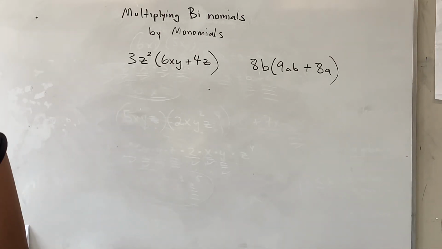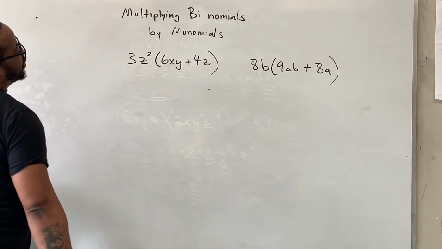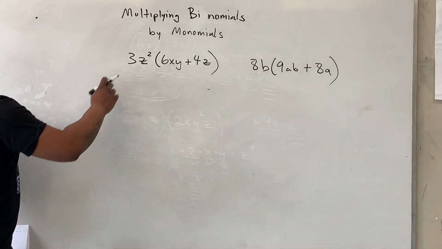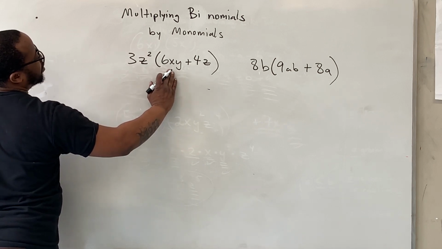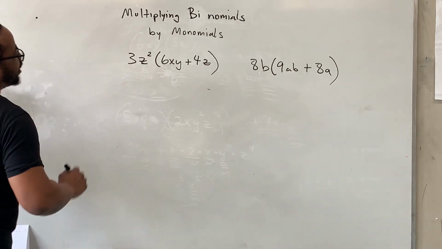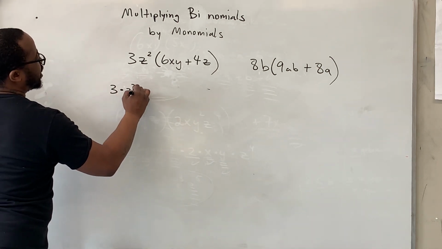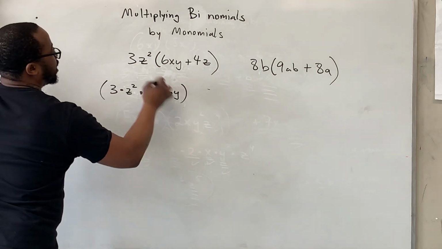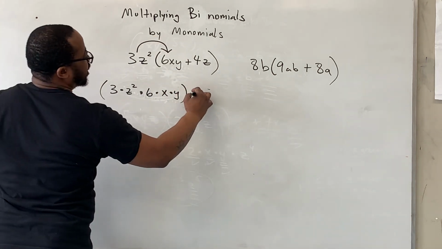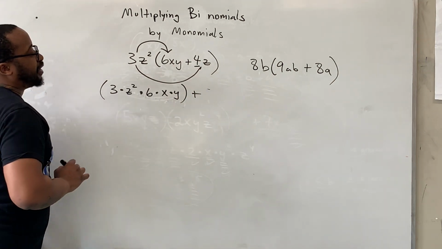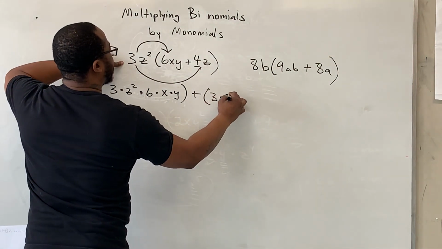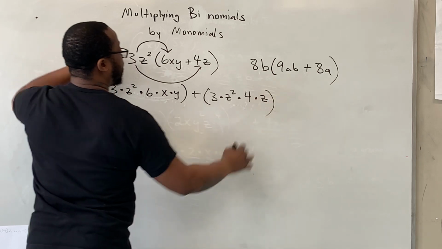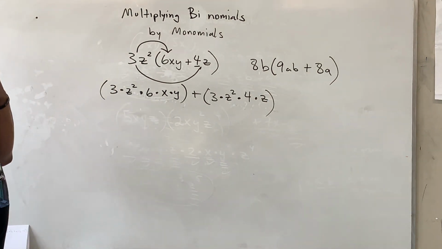Okay, right now we're going to be multiplying binomials by monomials, okay? So here, all you want to do is like before. This 3z to the second is going to be multiplying by this 6xy. So it would be 3 times z squared times 6 times x times y. Okay, that's going to be 1 because this times this plus this times this. So I'm going to have 3 times z to the second times 4 times z. Now we can start doing just like we did in the last video.